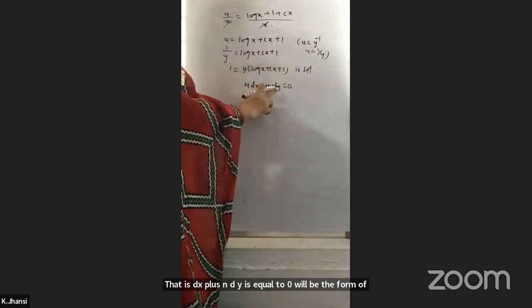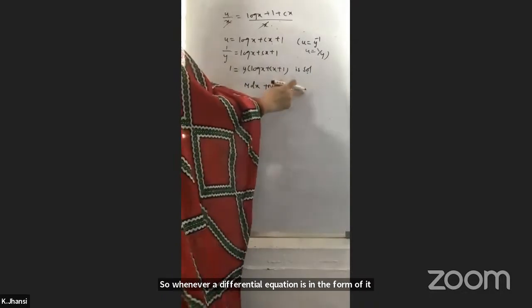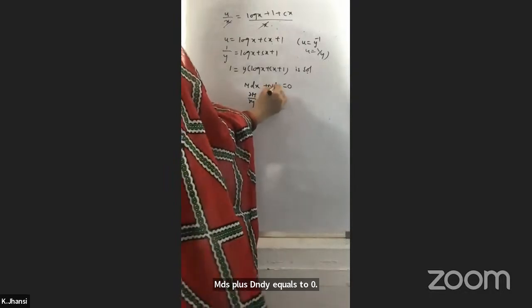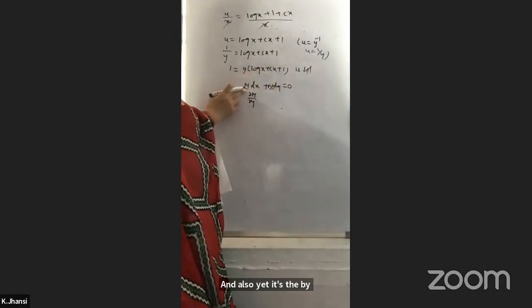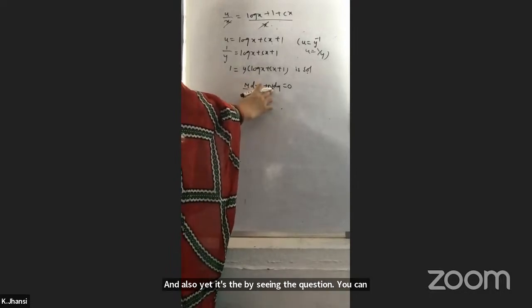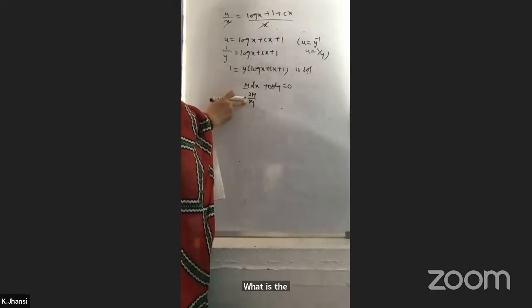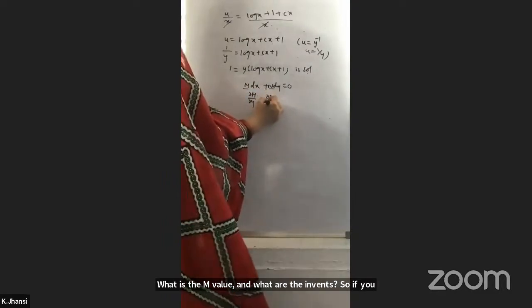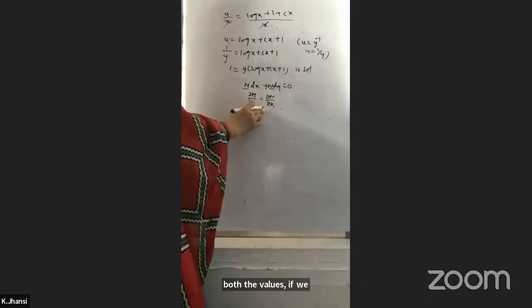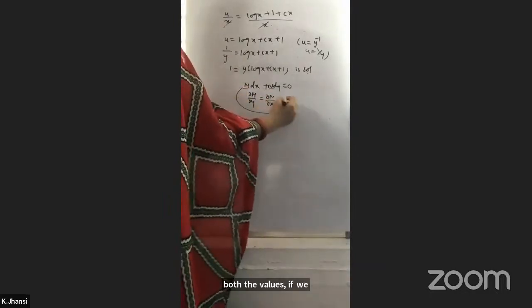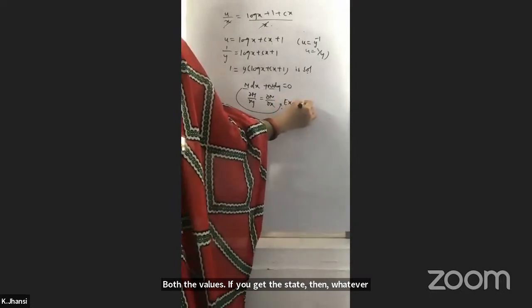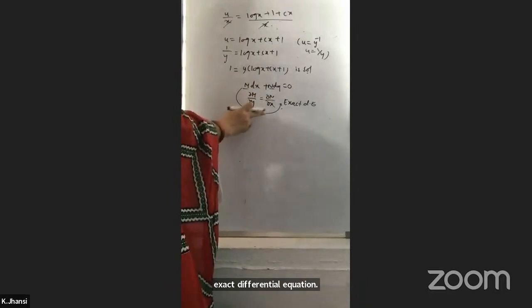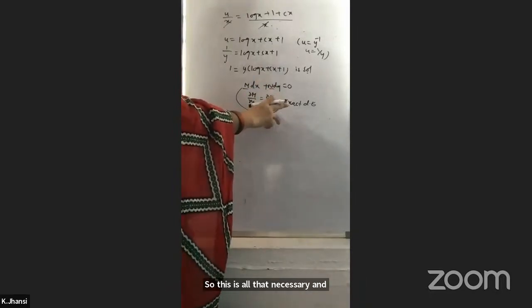So whenever a differential equation is in the form of M dx plus N dy equals 0, we will find ∂M/∂y. Also, by seeing the question, you can understand what the M and N values are. If you do the partial differentiation of them, and if ∂M/∂y and ∂N/∂x both give the same value, then that differential equation is called an exact differential equation. This is called the necessary and sufficient condition for any differential equation to become exact.